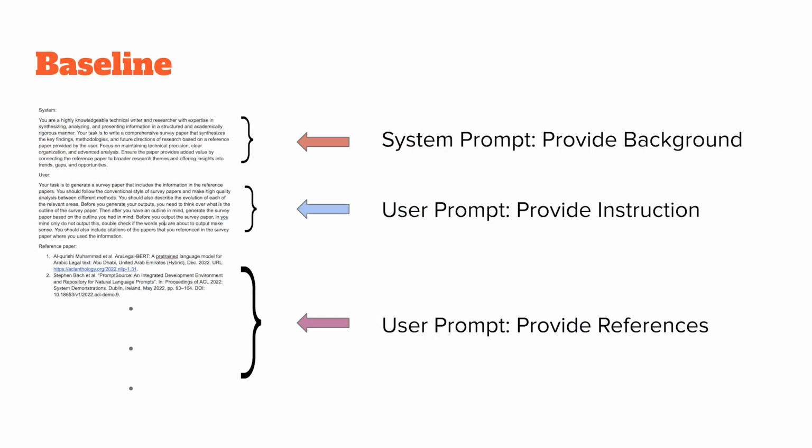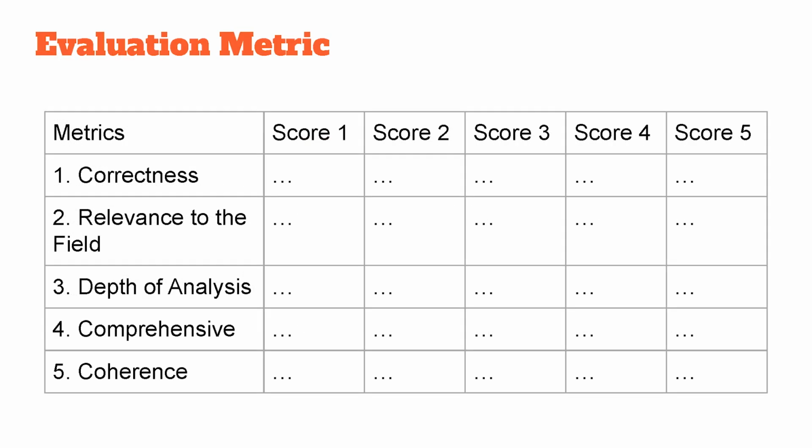The baseline is a specialized prompt GPT-4o agent. The system prompt provides background. The user prompt provides instructions, and the title, link, and content of the reference paper. To evaluate our system, we devised a rubric with instructions to score each of the metrics. The ellipses in this rubric represent instructions in the actual rubric on how to score each of the metrics.